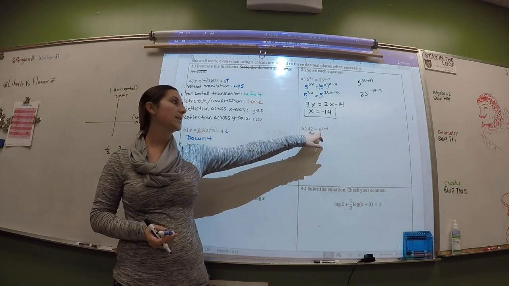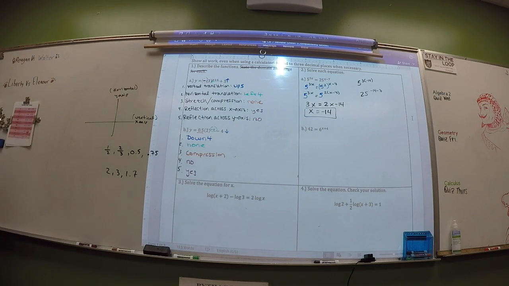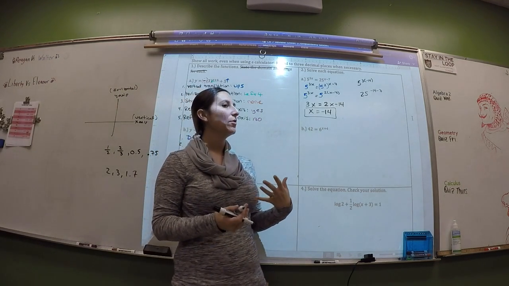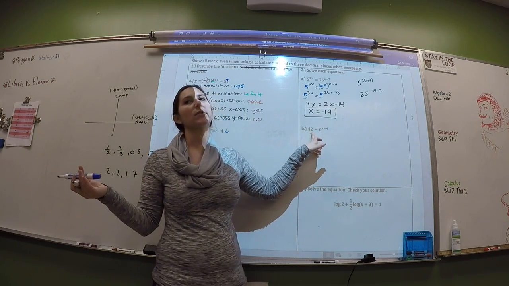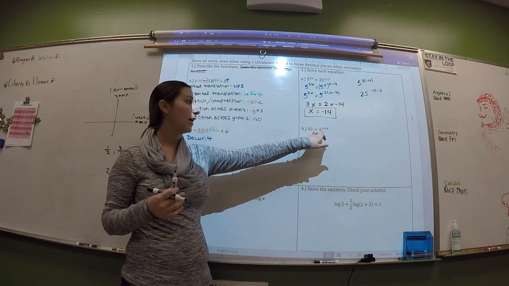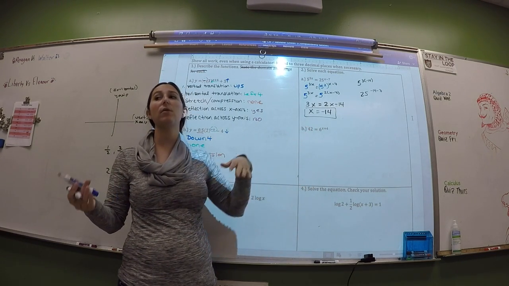So 6 and 42 can't be written with the same base. Even though 6 times 7 makes 42, that's not like an exponential thing. In order for us to write those as the same base, it would have to be 6 squared, which is 36, and that's not 42. So when you can't write them using the same base, you have to use logarithms.